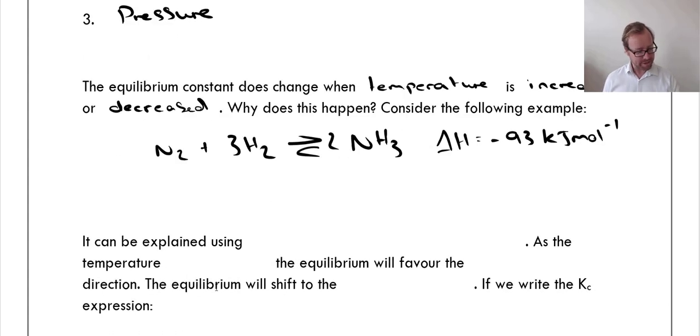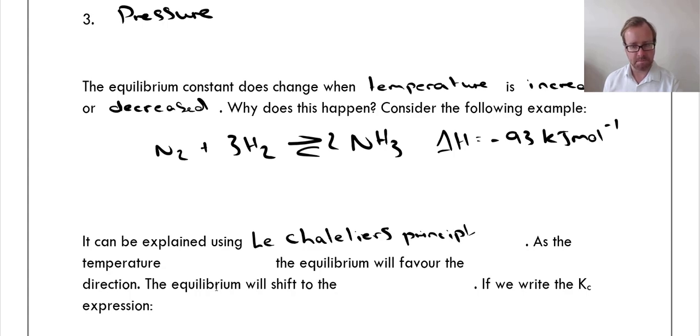So we can explain why the Kc value will change with the temperature increase or decrease by using Le Chatelier's principle. I'm sure you know what this is. So as the temperature increases, the equilibrium will favour the endothermic direction. So the equilibrium in this example will favour the endothermic direction, which is the left, so it will shift to the left.